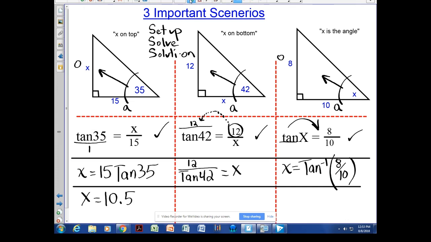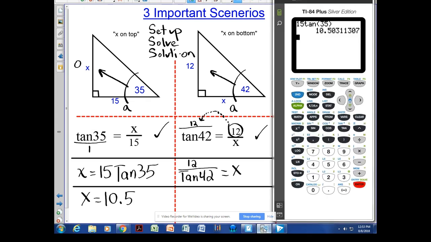Then we get to the second problem, and the second problem is division. Well, we have to remember to put the division into this one for sure. So we're going to put 12, well, hold on, go back. 12 divided by tan 42. Enter. And you could see, rounding off to the nearest tenth, we could write x is equal to 13.3.